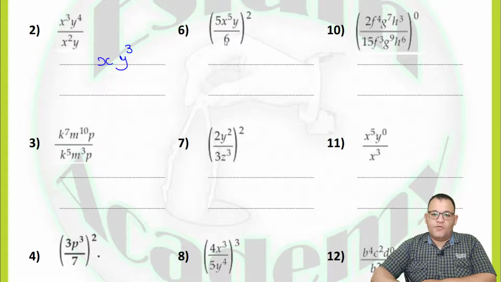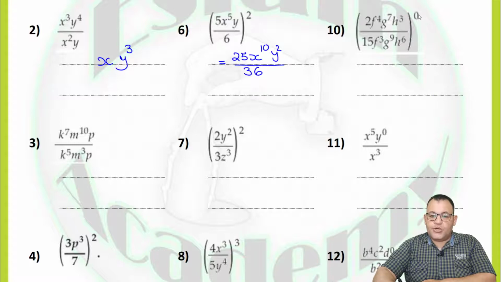5x to the power 2, y over 6, all raised to the power 2. Distributing the power. 5 to the power 2 is 25. x to the power 5 to the power 2 will be x raised to the power 10. Just we multiply the power. y to the power 2 over 6 to the power 2, which is equal to 36. Any expression raised to the power 0 is equal to 1.